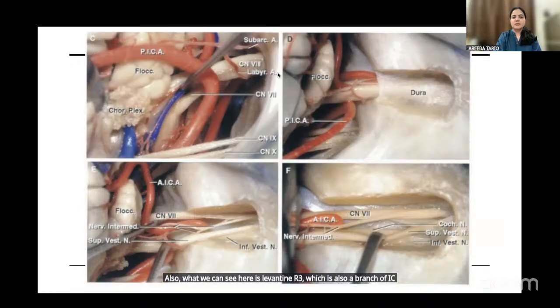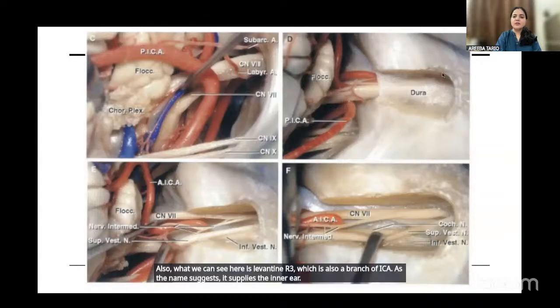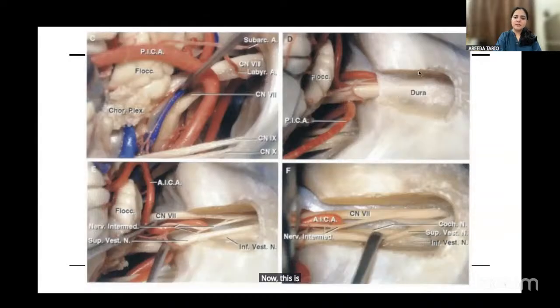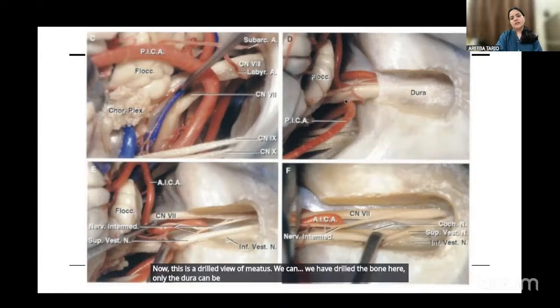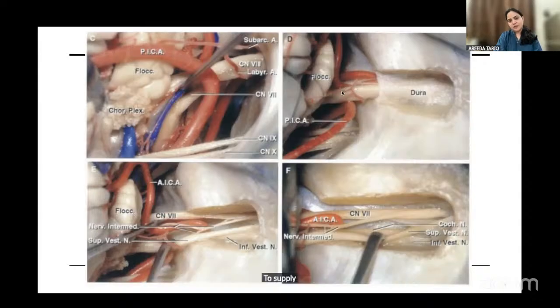As the name suggests, it supplies the inner ear. Now this is a drilled view of the meatus. We have drilled the bone here. Only the dura can be seen. We can see cranial nerves 7 and 8 going inside the meatus. We can see ICA, and we can see the branches. This is known as the labyrinthine artery that is going inside, and the branch that is going backward to supply the pons is the recurrent perforating artery.